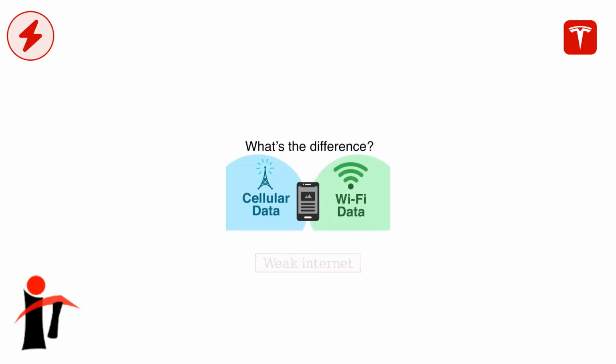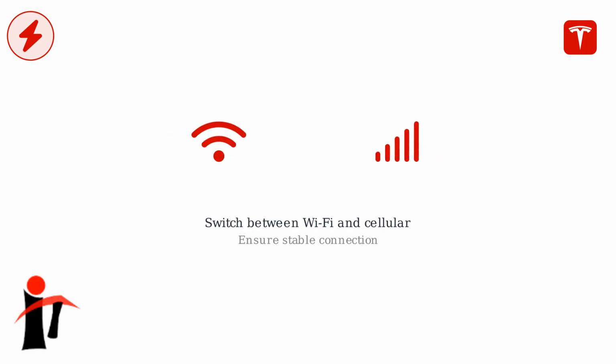Weak internet connection, whether cellular or Wi-Fi, can prevent the Tesla app from loading charger data properly. The app needs a stable connection to sync with Tesla's servers and fetch real-time charger information. First, ensure you have a stable internet connection. If you're on Wi-Fi and it's slow or unreliable, try switching to cellular data or vice versa. This can resolve connectivity issues that block charger data loading.